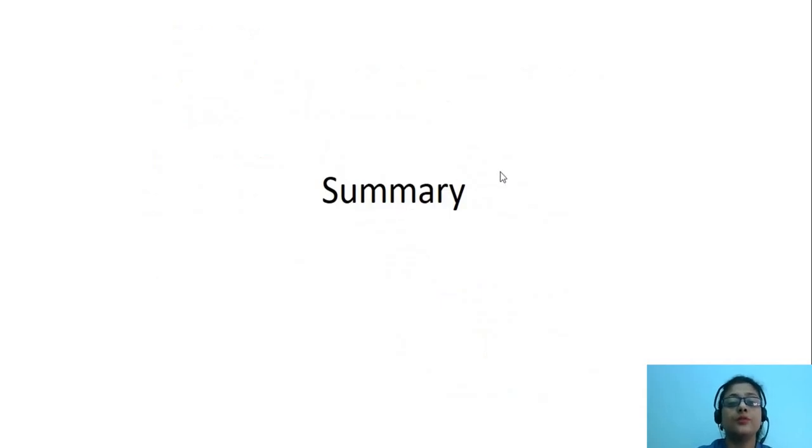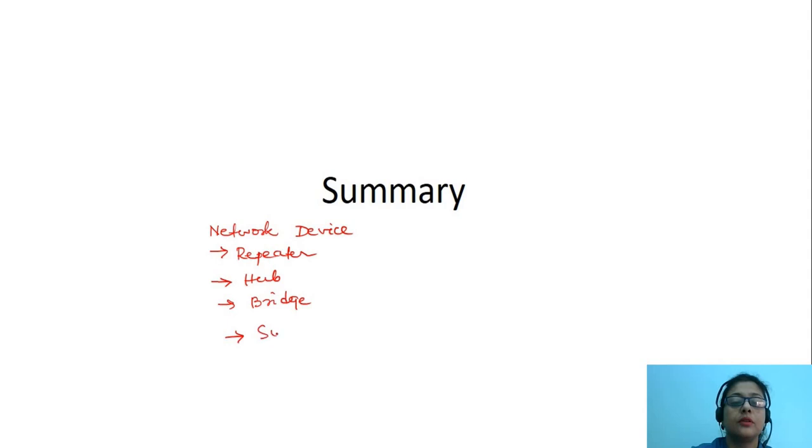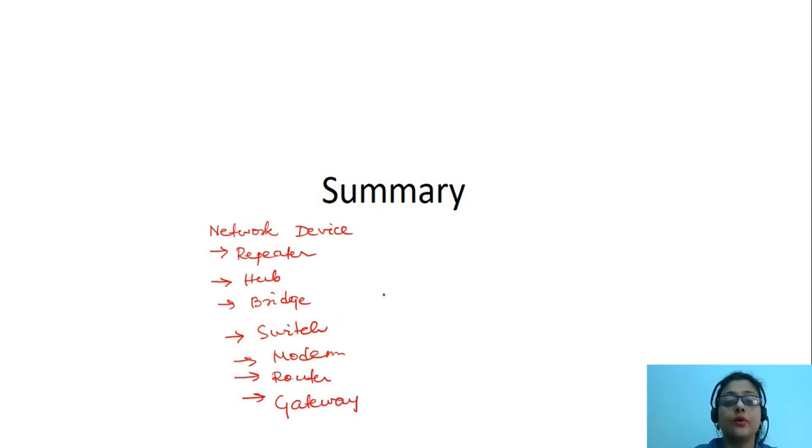So here we come to the end of this lesson. Here we have learned what network devices are all about. We have learned about various networking devices like repeater, hub, bridge, switch, modem, router, and gateway. We have understood to which layer of the OSI model they belong and what their functionality is.